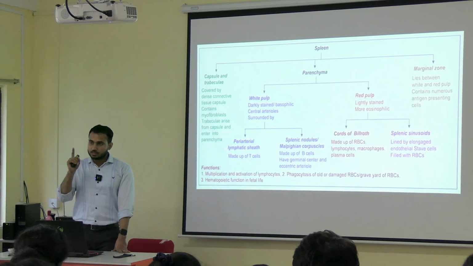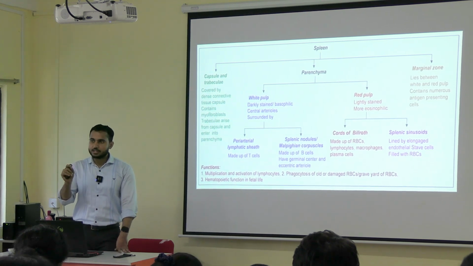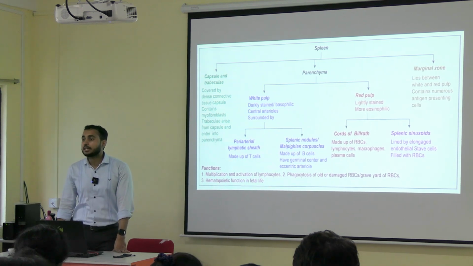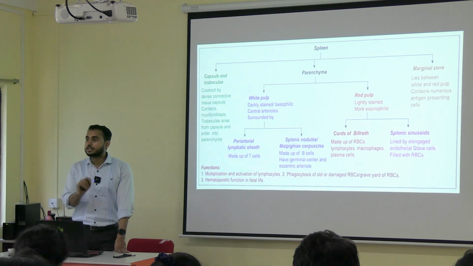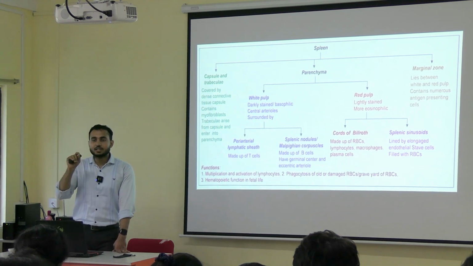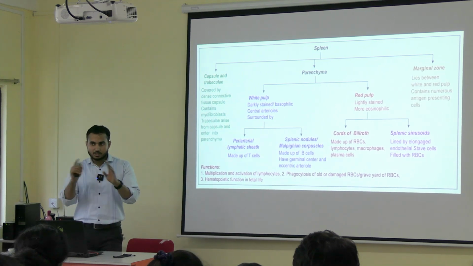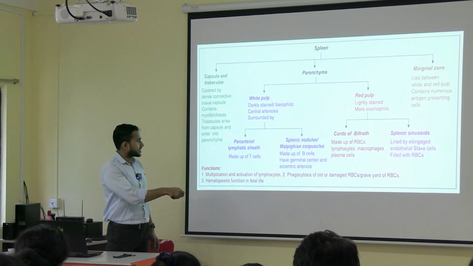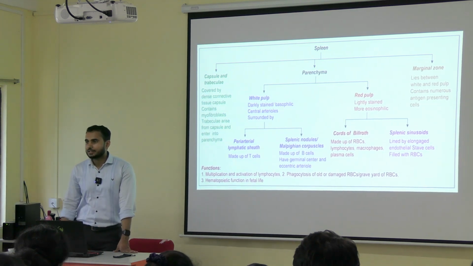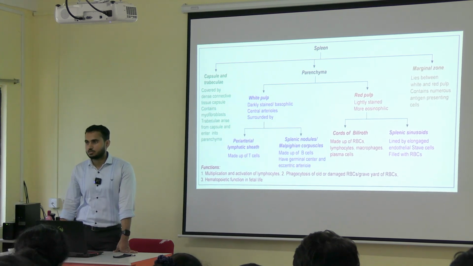Okay, now there is one point. If arteriole is present, then it will be covered by some cells. Which cells? T lymphocytes. Then it is called periarterial lymphatic sheath. At that time the artery or the arteriole is at the center. Now if it is covered by B cells, where it is called splenic nodules or Malpighian corpuscles, then it is not concentric, it becomes eccentric.